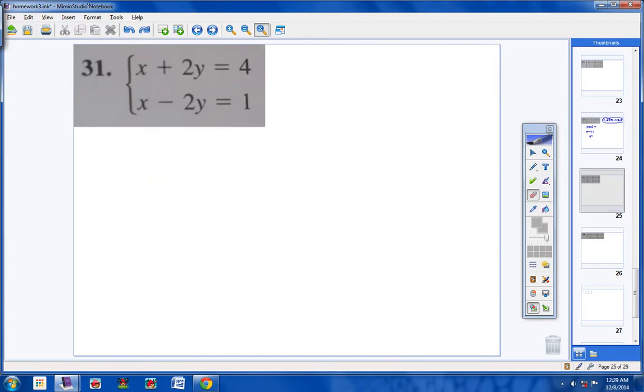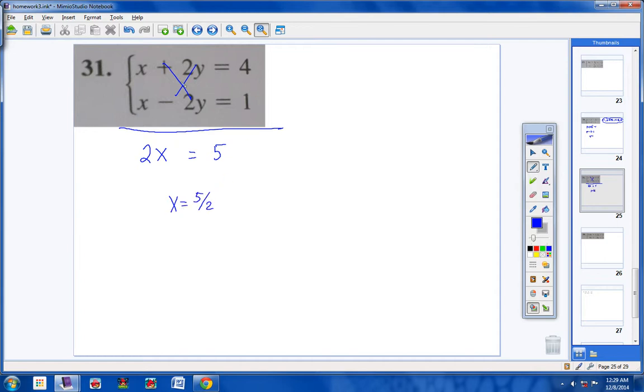Okay, starting with number 31, students, we're now going to use linear combination. Okay, linear combination. So here we go, number 31. Well, look, guys, your y's are all ready to cancel. So let's just go ahead and add the two equations together. X plus x is 2x. Negative 2y and 2y cancel out. 4 plus 1 is 5. Divide both sides by 2. X equals 5 over 2.